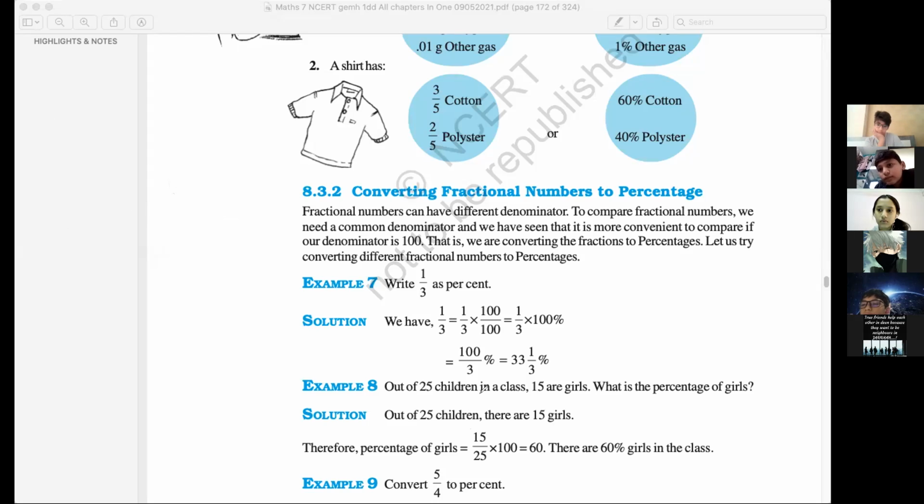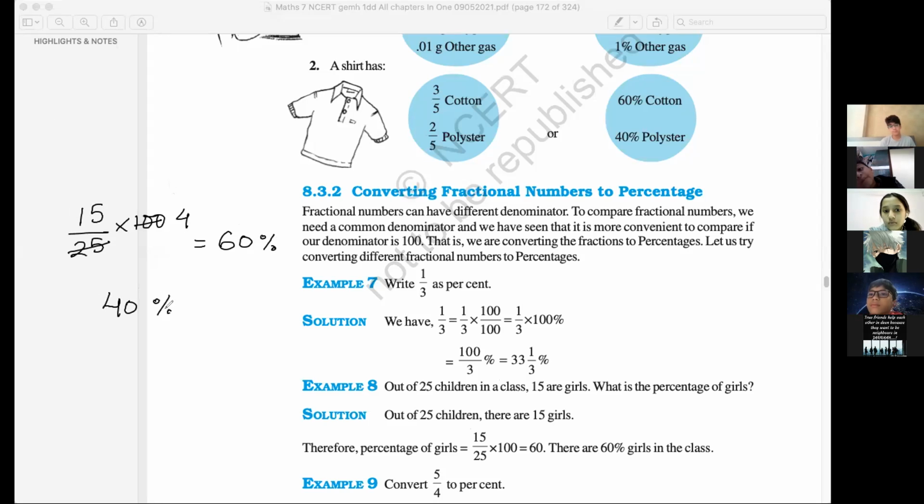Out of 25 children in a class, 15 are girls. So what is the percentage of girls? 15 upon 25 into 100. Correct. Then 25 ones are 25 fours, and 15 into 4, you get 60. 60%. So 60% are girls. So how many boys are there? 40%. Correct. 100 minus 60 is 40% boys.